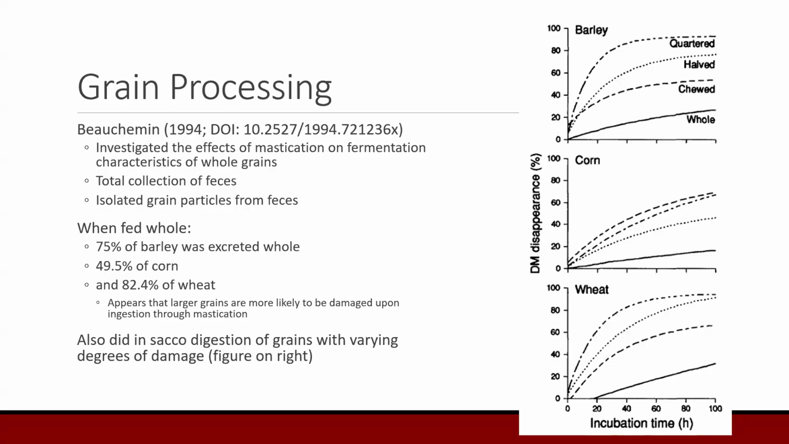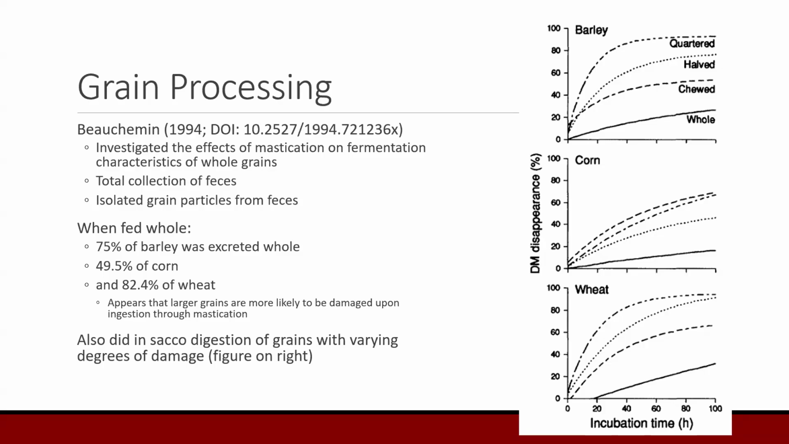Yeah, we put it in that mesh bag, and then you put it in the rumen of the animal and measure ruminal disappearance, right? Ruminal digestibility. Okay. So they looked at dry matter disappearance of barley, corn, wheat. They either cut that grain into quarters, halved it, fed it to the animals, and collected chewed pieces of grain, or put it in the bags whole.